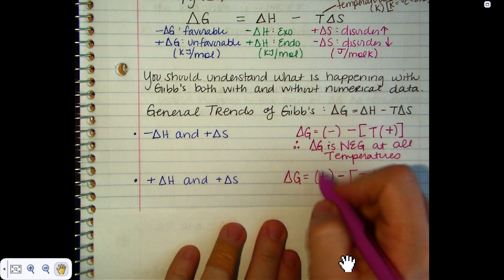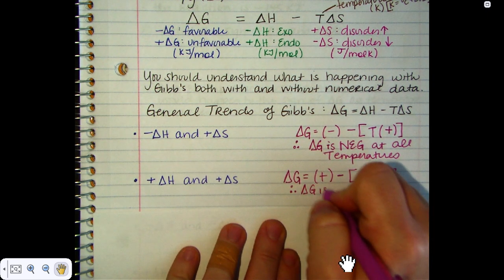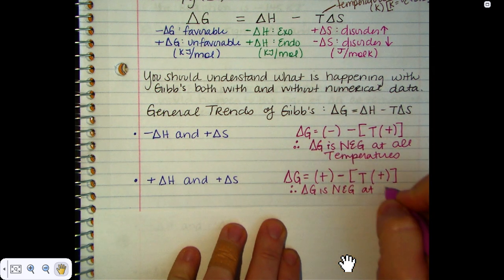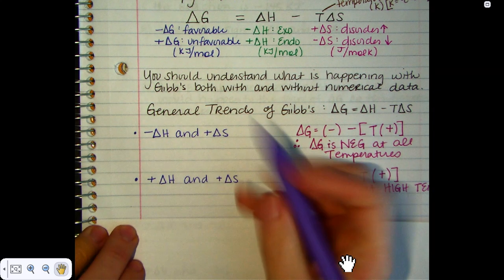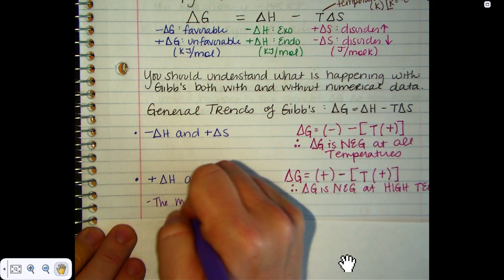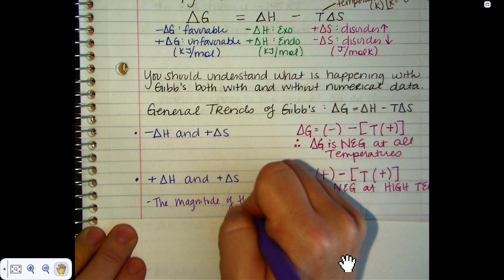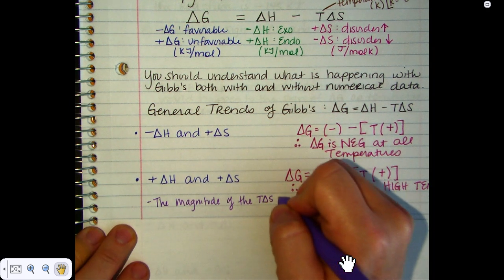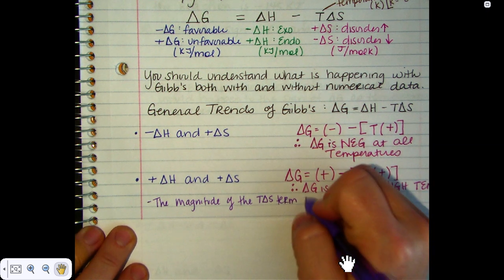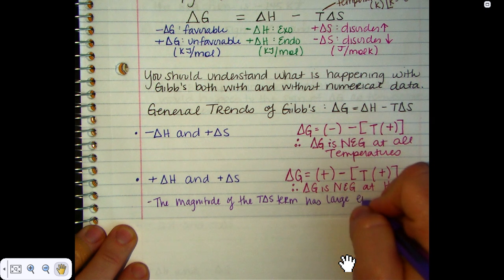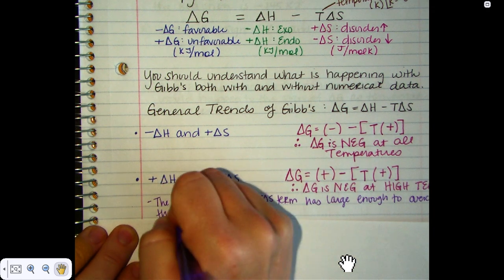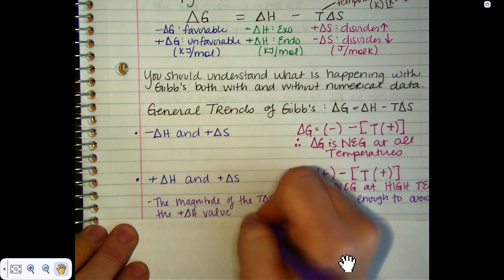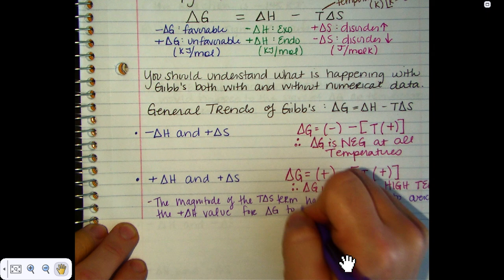So when we look at this one, we're going to say that delta G is negative at high temperatures. Okay. I need it to be at high temperatures so that this term is large. So let's write that down as well. The magnitude of the T delta S term, which we're going to subtract, has to be large enough to overcome the positive delta H value for delta G to be negative.